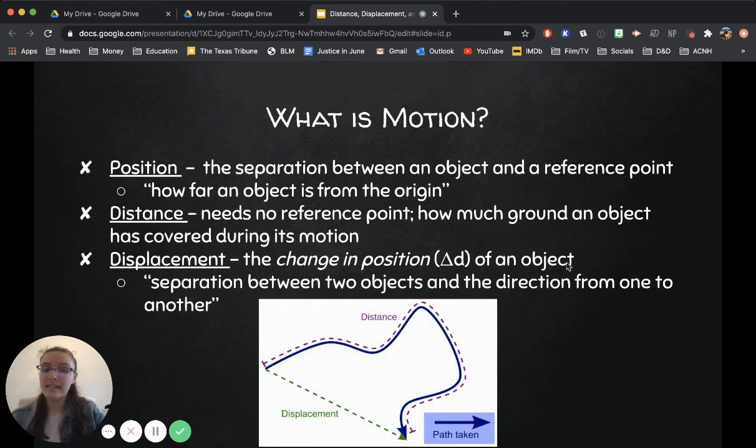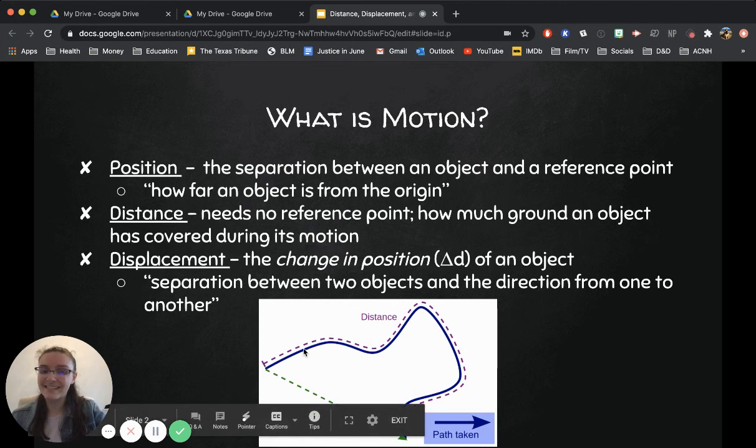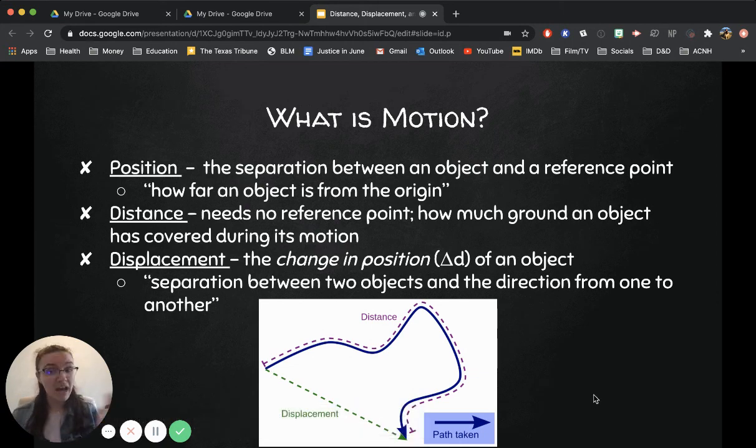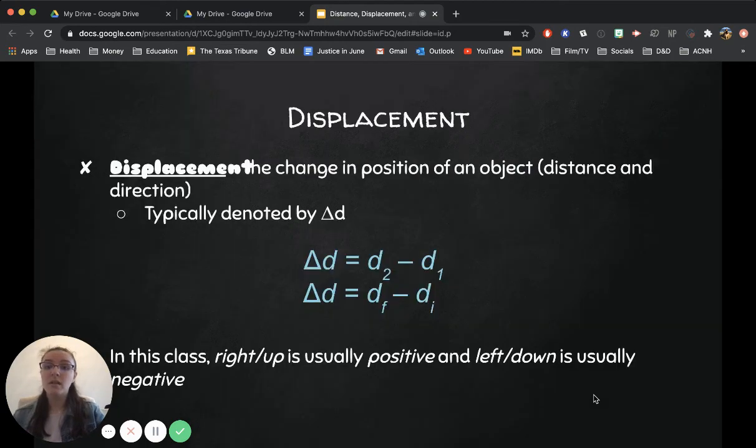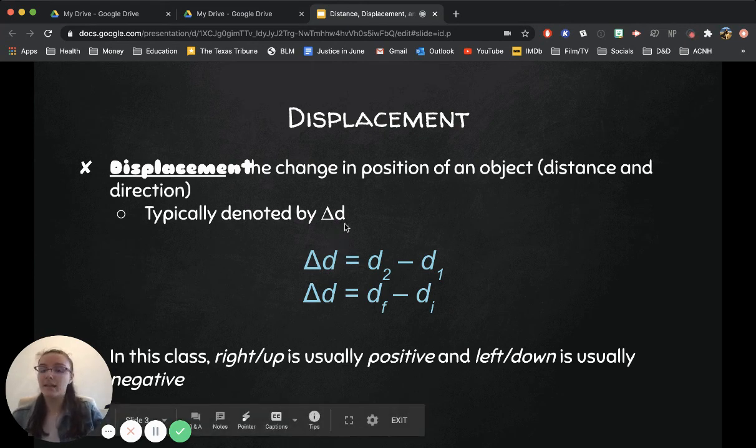So you can see down here, I've got the distance that I walked is this long, windy path, but my displacement is how far am I from the starting point? Not how far did I walk, how far am I from the starting point? Displacement is the change in position of an object, the distance and the direction. And like I said, it's normally denoted by this delta D.